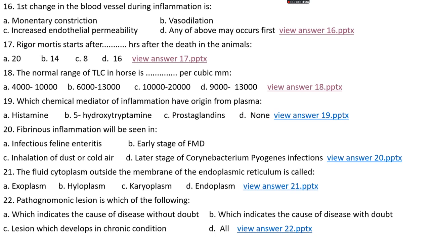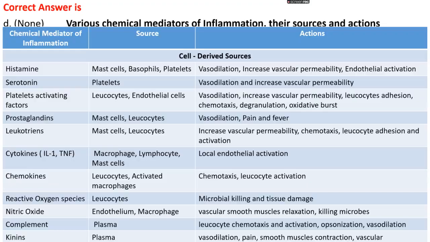Question number 19. Which chemical mediator of inflammation has origin from plasma? Option A, histamine. Option B, 5-hydroxytryptamine. Option C, prostaglandin. Option D, none. The right answer is option D, that is none.